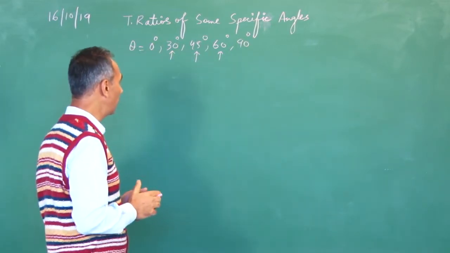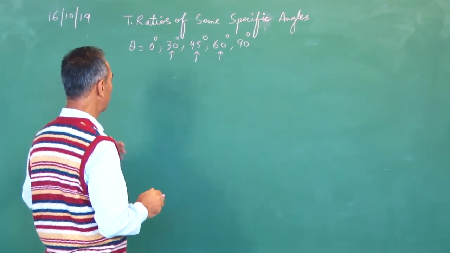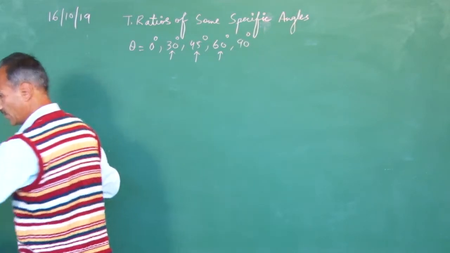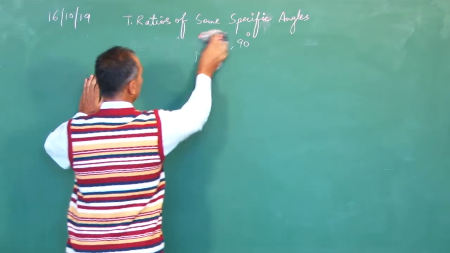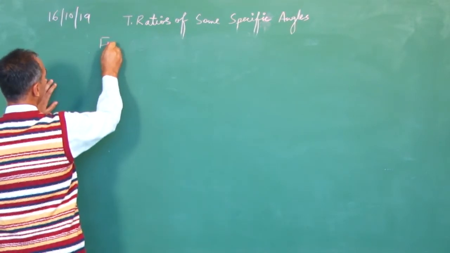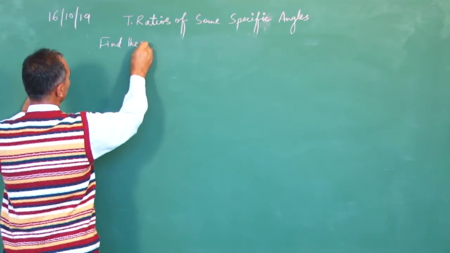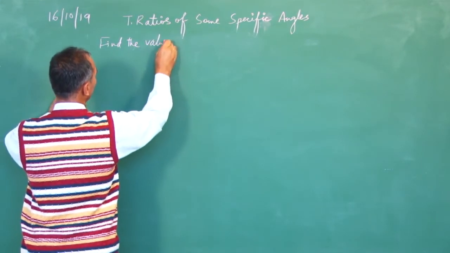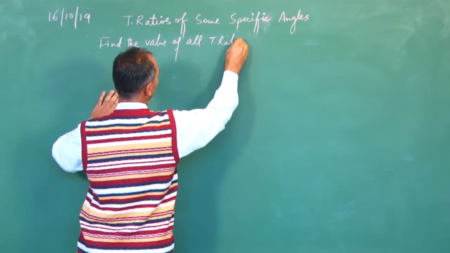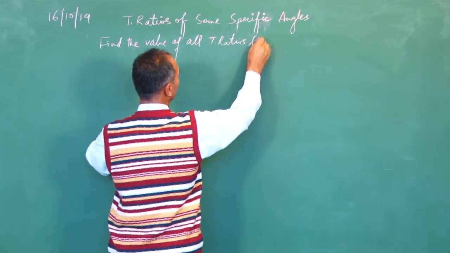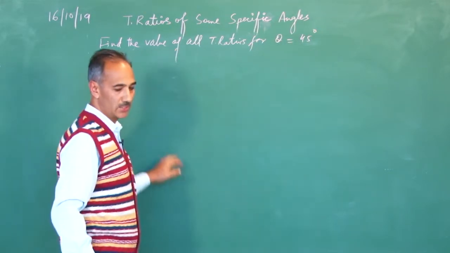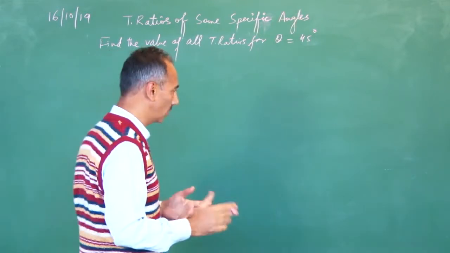So let's take 45 first. My question is, find the value of all T ratios for theta equal to 45 degrees. Then we'll take 30 and 60, which is combined, the common figure.